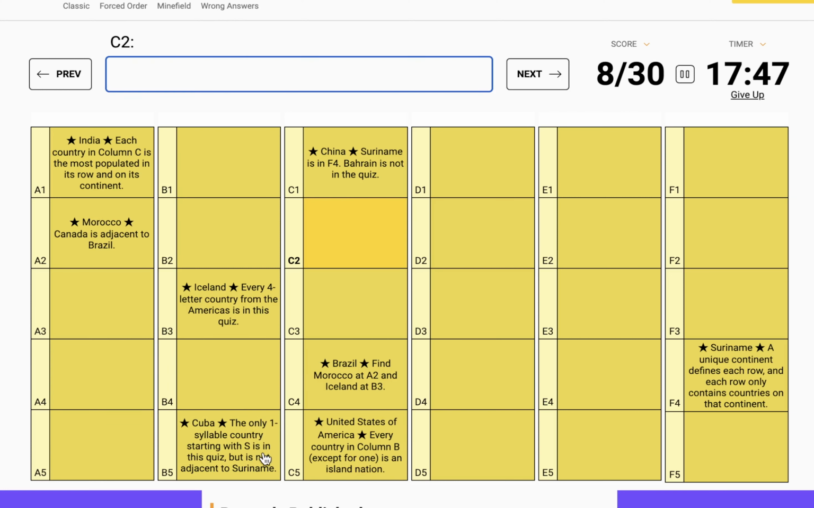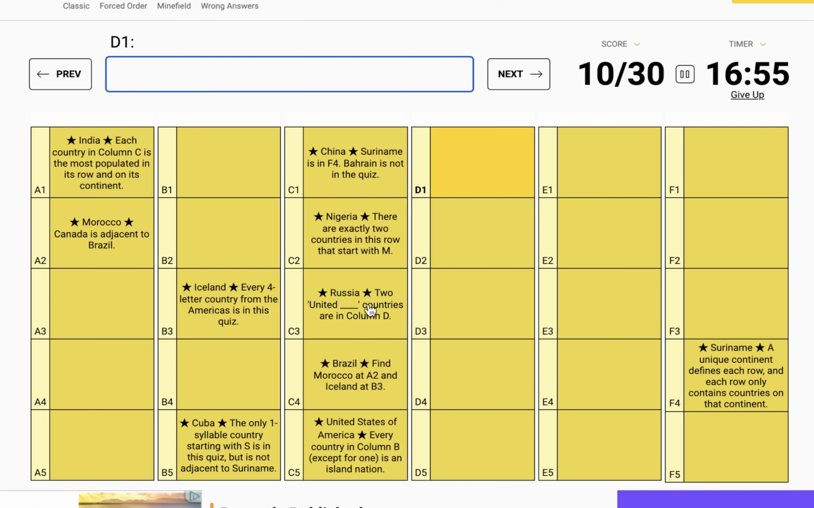Okay, the only one-syllable country starting with S is in this quiz. So I'm thinking that would be Spain, and it would have to be in either D3 or A3. I wonder if there's a way for me to sort that out yet. No. But with C2 here, that would have to be the most populous country in Africa. I think that's Nigeria. So there are exactly two countries in this row that start with M. I don't know that that helps me nail down anything, but I think the most populous country in Europe is Russia.